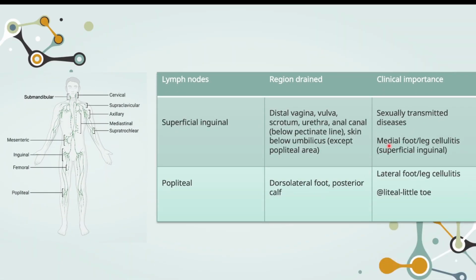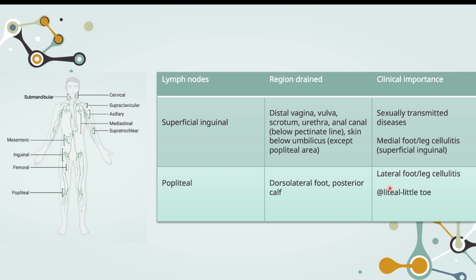Now, another highly tested question is the involvement of the foot. If the medial foot is involved, it will drain to the superficial inguinal lymph nodes. So if there is any infection of the medial foot, you need to understand that it will drain to the superficial inguinal nodes. Now, if there is involvement of the lateral foot, then the popliteal lymph node will be involved. So the posterior calf and the lateral foot drain to the popliteal nodes, but the medial foot drains to the superficial inguinal. This is super high yield from an exam point of view.